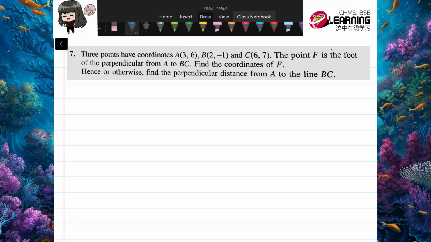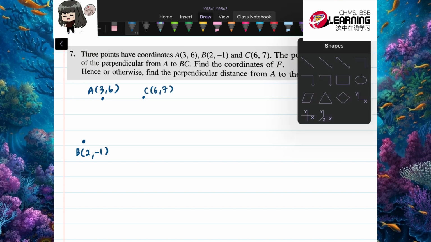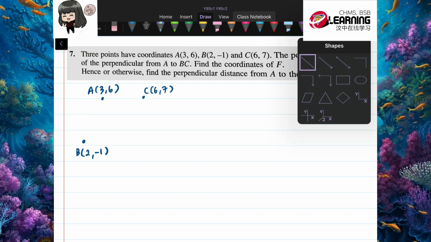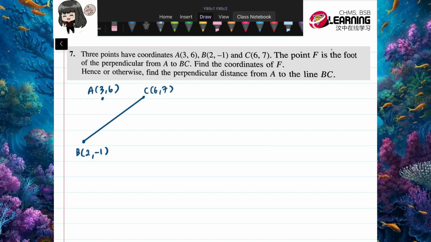So 3 points have coordinates A, B, C. I just plot my A, B, C. A here. Doesn't matter, it's just a draft, so it's not necessary for you to really follow the scale. I'm going to draw a triangle. Okay, I'm not going to draw a triangle, I just draw this line. Why do I need this line? Wait, I will let you know why. So 3 points, I already plotted like this.